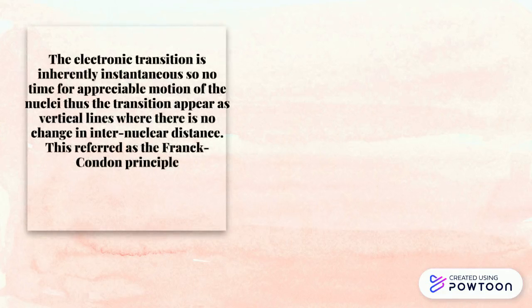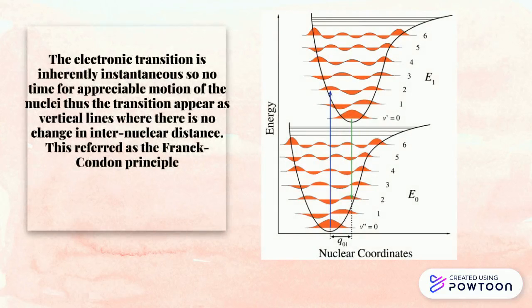Electronic transition occurs much faster than the movement of the nuclei. So the transition appears as a vertical line where there is no change in the internuclear distance, which can be referred to as the Frank-Condon principle.